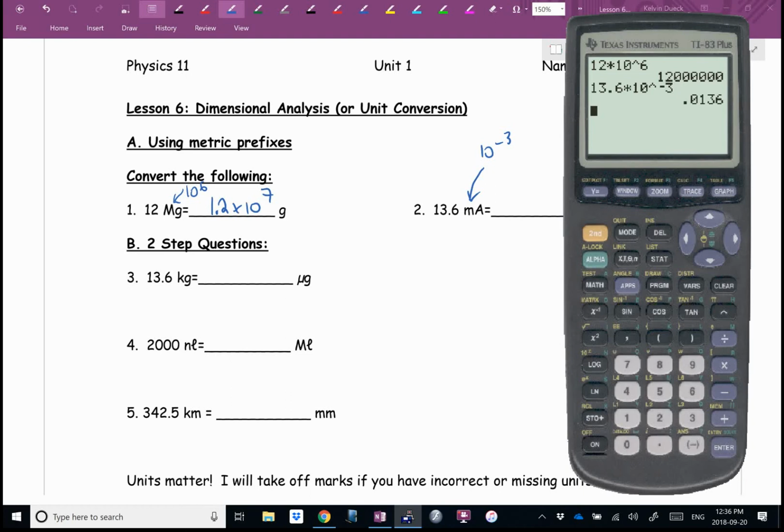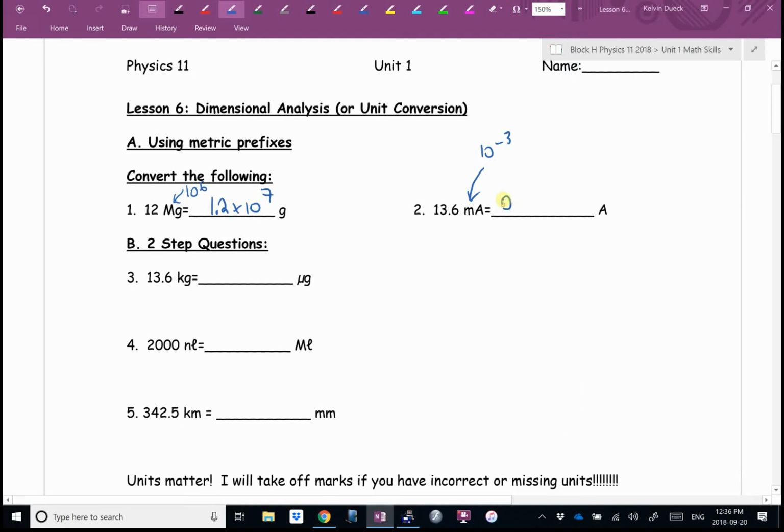Do you get 0.0136? I could write that in scientific notation, 1.36 times 10 to negative 1, but I think that would be more work and less clear. I think I'm going to write 0.136 amps.